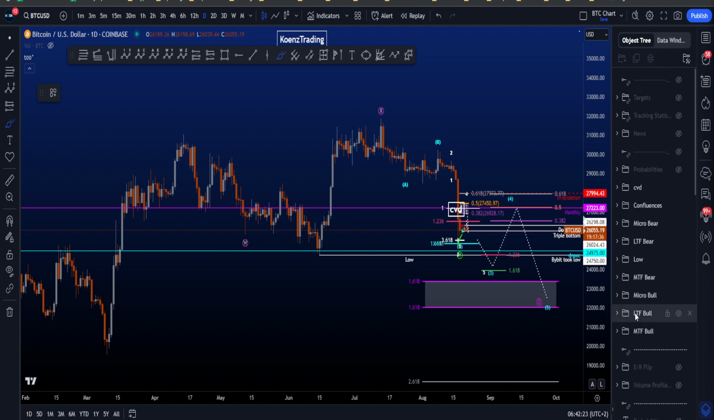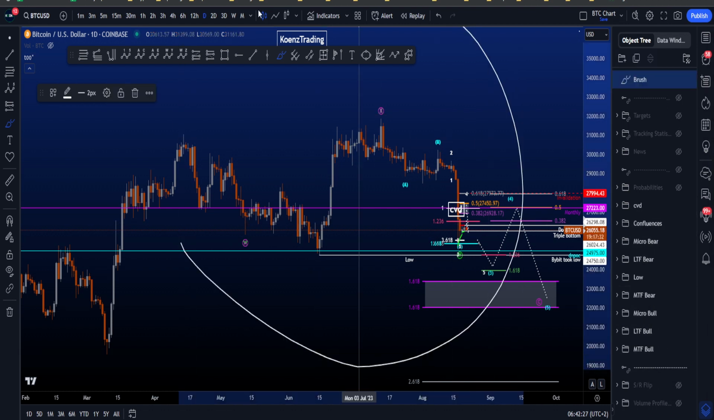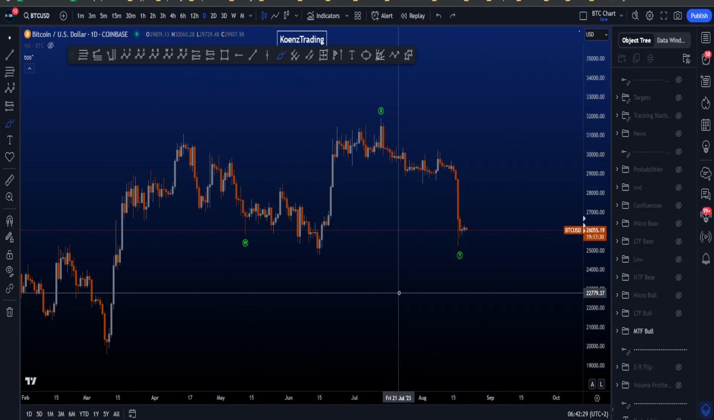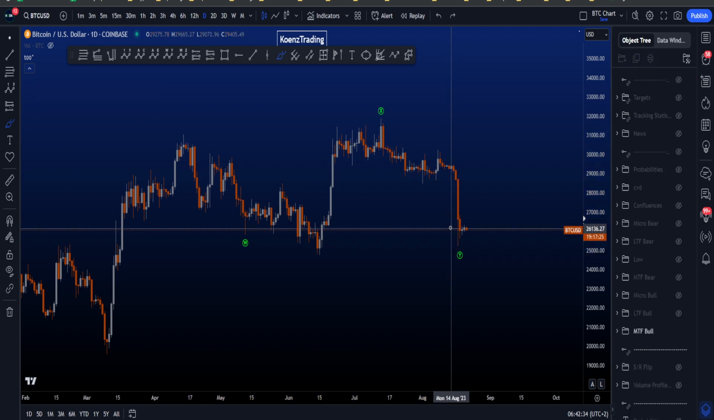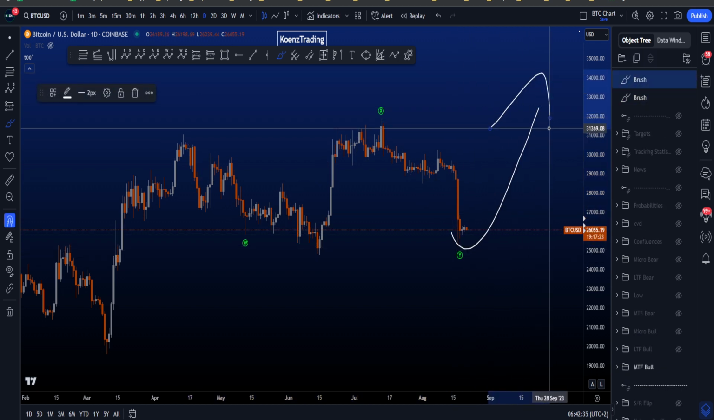Hi everyone, let's go over my medium time frame, low time frame and micro bullish and bearish Elliott Wave scenarios on Bitcoin. Starting with the medium time frame bullish scenario, where we are looking for a finished WXY correction, and we're now looking for a move towards the upside.